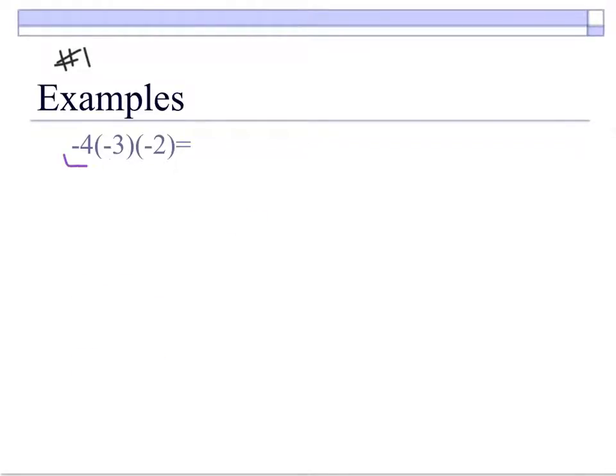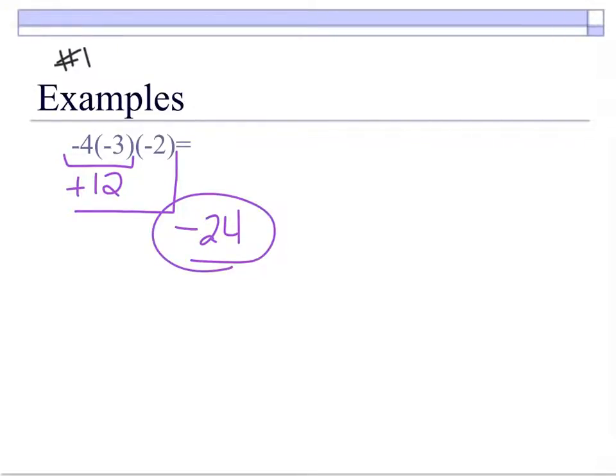To work this problem, look at just the first 2 parts of it, the first 2 terms. Negative times negative is positive. 4 times 3 is 12. Now we're going to look at the 12 and the negative 2. Positive times negative is negative. 2 times 12 is 24. So that's our solution.